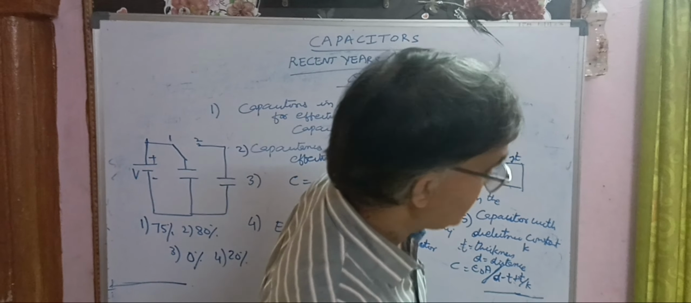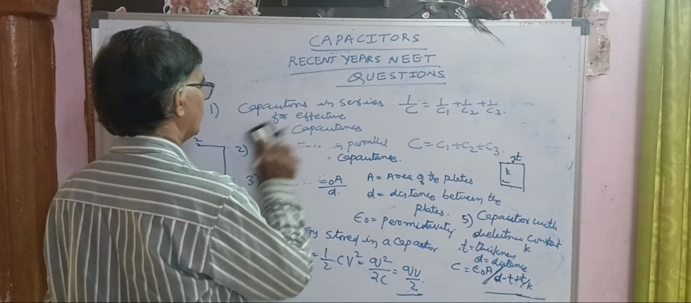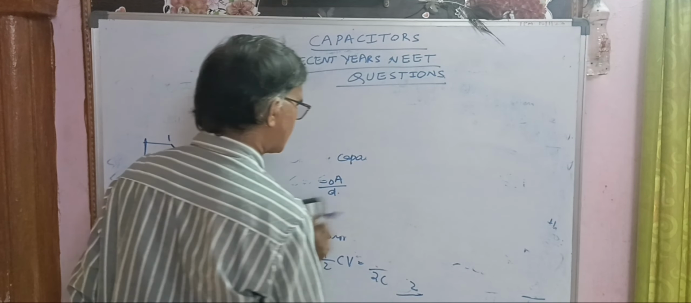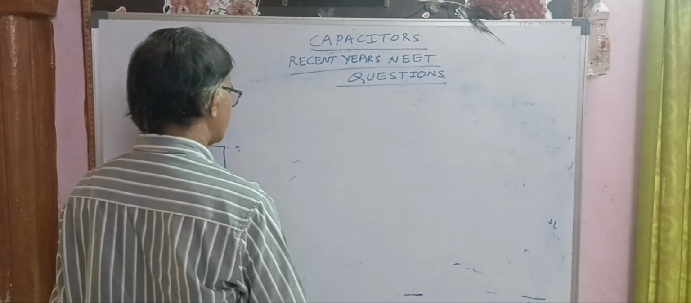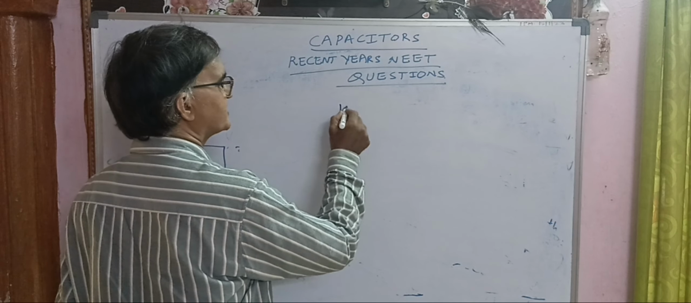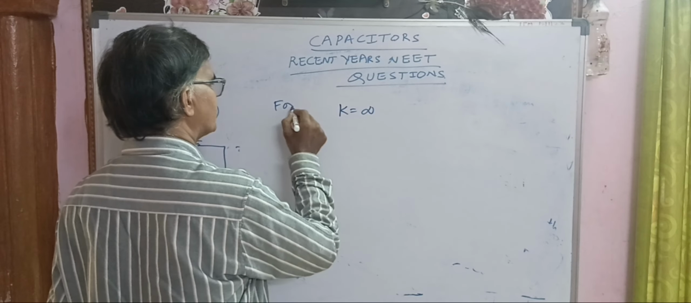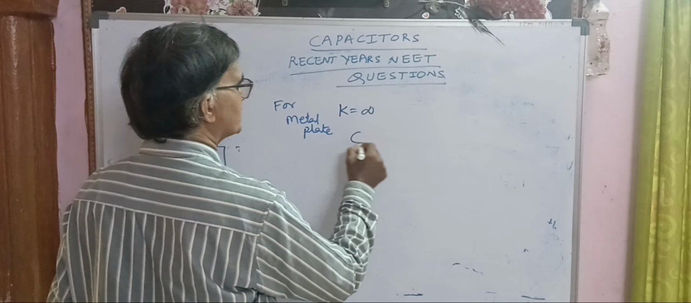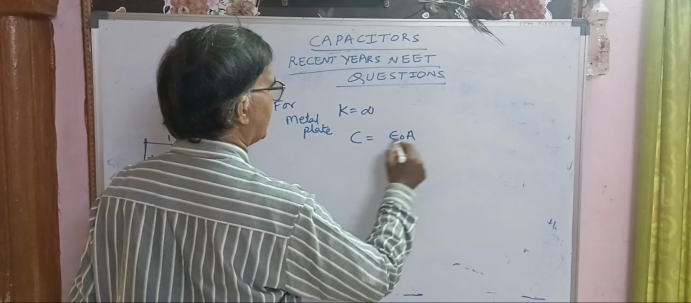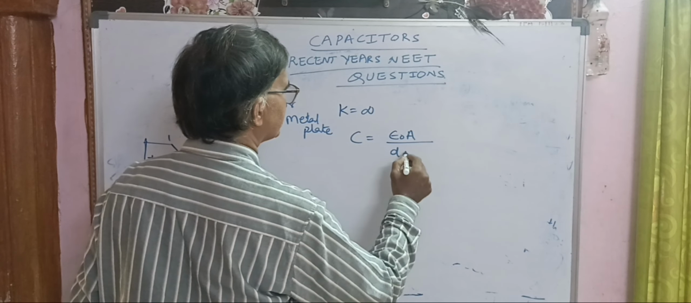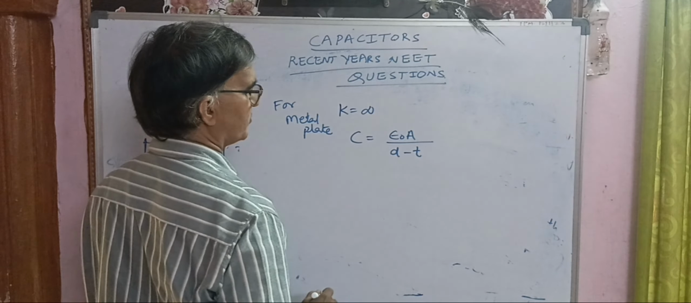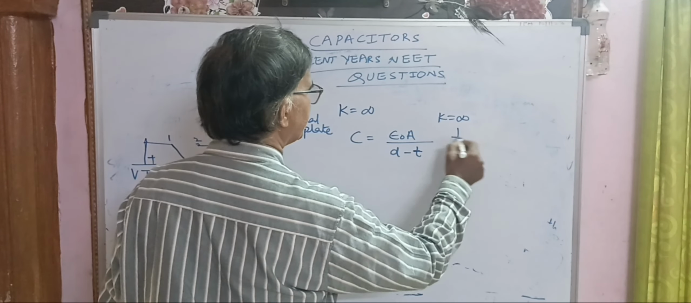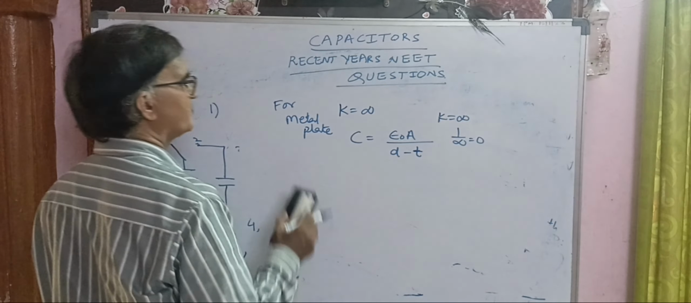And now for conductors, the dielectric constant is infinity. Remember all the time, for conductors K is infinity. For a metal plate, K is infinity. So C is equal to epsilon naught A by D minus T plus T by K. Now the K is infinity, so 1 by infinity is 0. Like this you have.